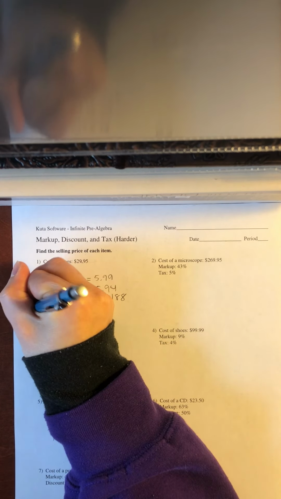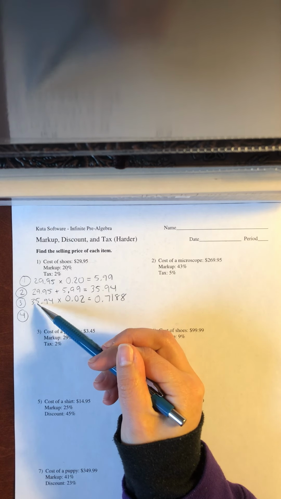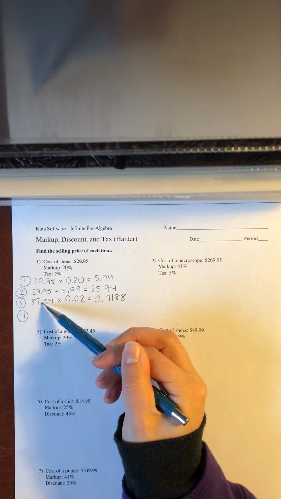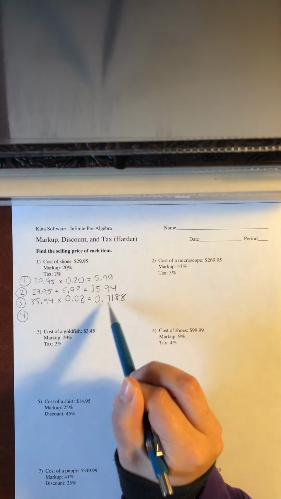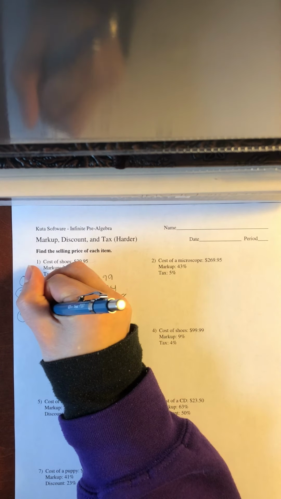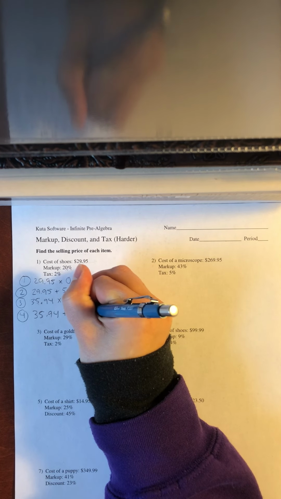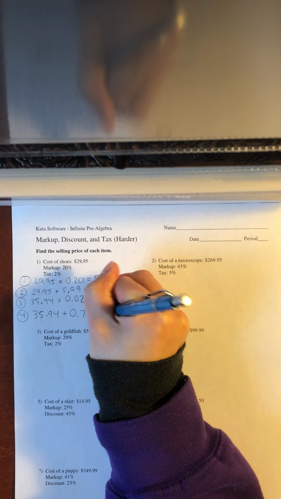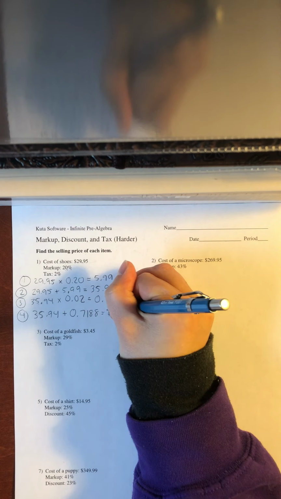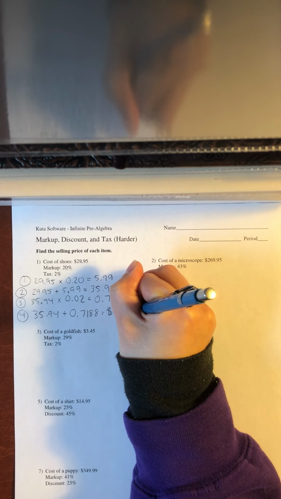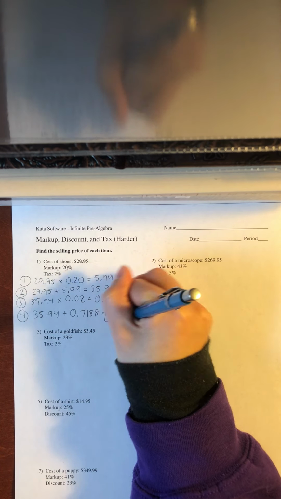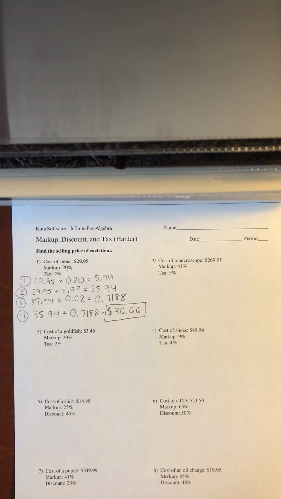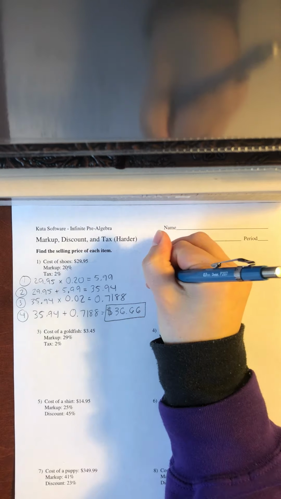So now we have to take the cost of this shoe, which was $35.94, okay? The cost of the shoe after the markup. Then we gotta add the tax. So we have to take $35.94 and we're gonna add that tax, which is 0.7188. And when you do that and you round off, you always round to the nearest hundredth at the end because we're talking about money, $36.66. Be very careful in your calculator. Take it one step at a time, nice and slow.